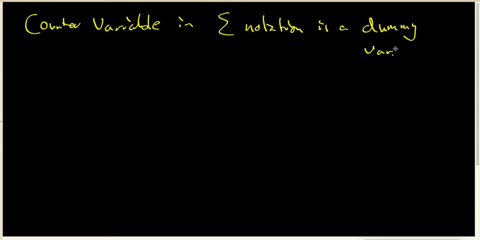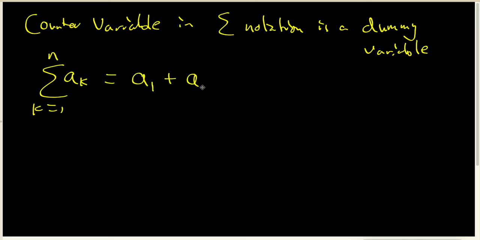This is a dummy variable, just like the variable in a definite integral is a dummy variable. If I have the sum as k goes from 1 to n of a_k, that's going to be a1 plus a2 plus a3, and we keep going until we get down to an, whatever the a's are.